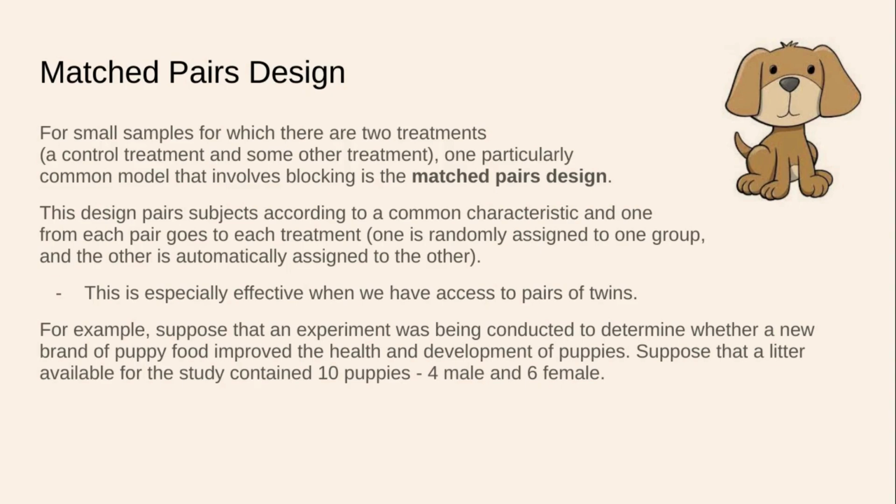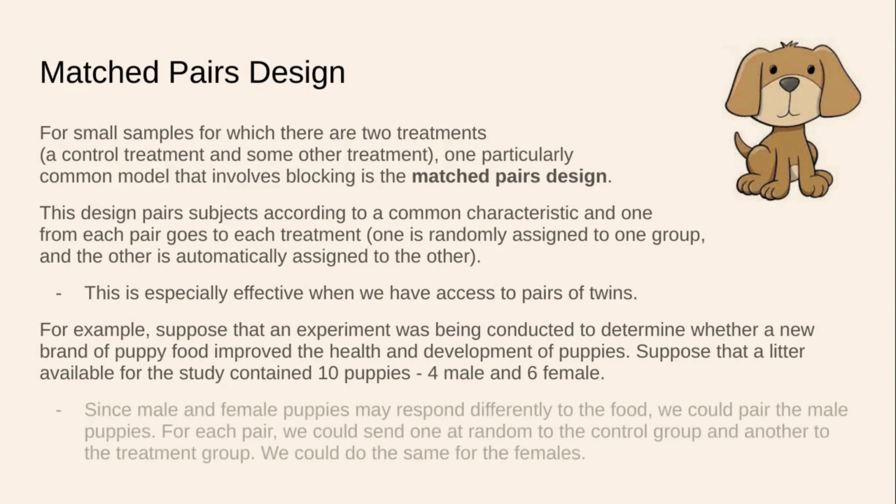For example, suppose that an experiment was being conducted to determine whether the new brand of puppy food improved the health and development of puppies. Suppose that a litter is available for study and contains 10 puppies, 4 male and 6 female. Since male and female puppies may respond differently to the food, we could pair the male puppies. For each pair, we could send one at random to the control group and another to the treatment group.